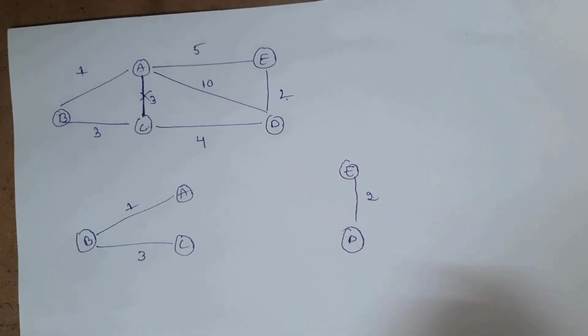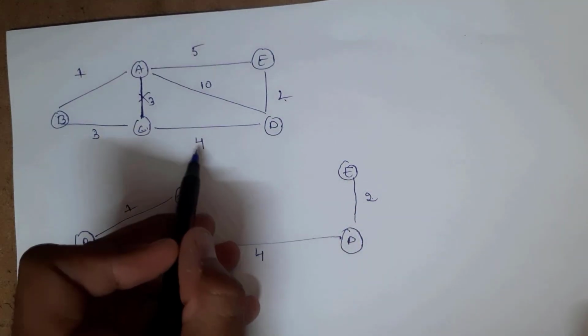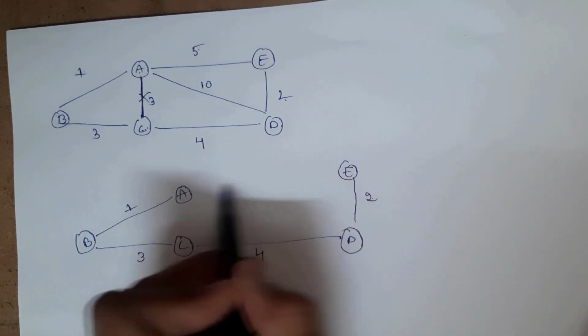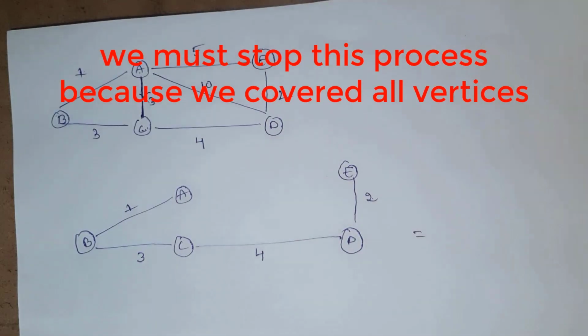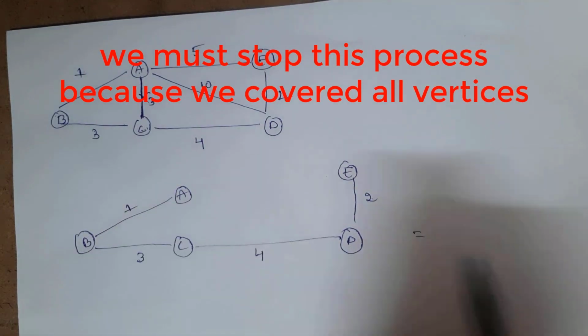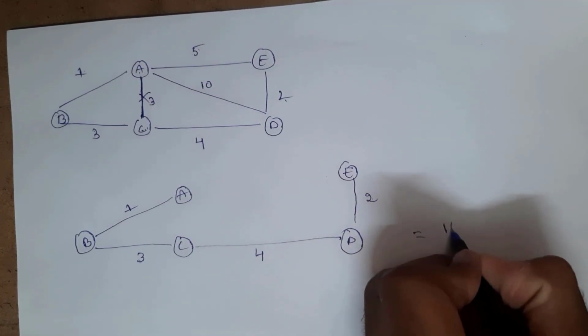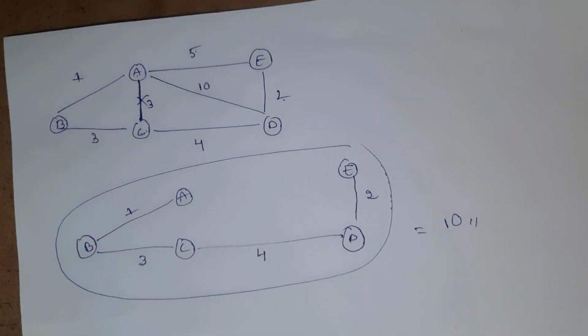After 3, which one is smaller? That is C to D. Weight is 4. So I will connect this. And after this, which one is smaller? 5. But if I connect A to E, then again it will form a cycle. So we will stop here. So total weight is 3 plus 1, that is 4. 4 plus 4, 8 plus 2, 10. Total weight is 10. This is the minimum cost spanning tree. This is how we will find the minimum cost spanning tree by using Kruskal's method.